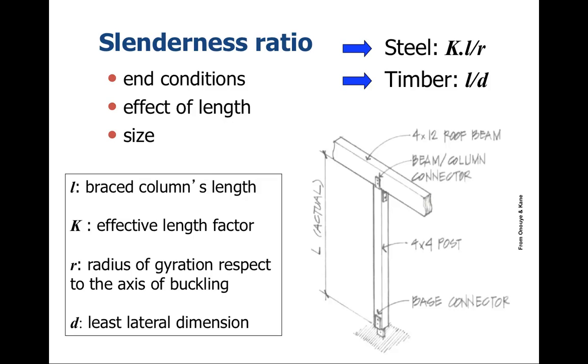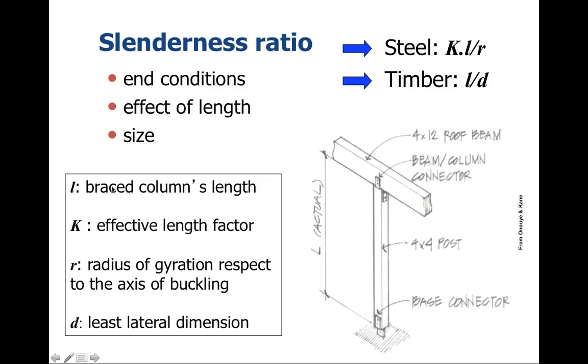Alright, some things related to the slenderness ratio. We have two scenarios, one for steel and one for timber. One consideration is the end conditions: how is it fixed at the top and the bottom? Another is what effect the length has, and also what about the size? This would be the cross-sectional area, the geometry of the column.